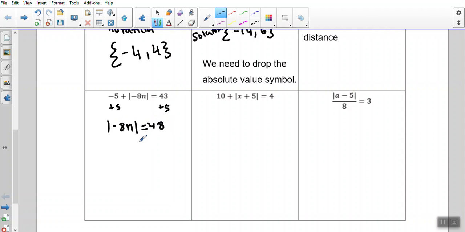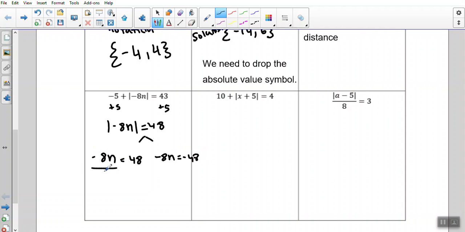And then from this point on, another thing, I didn't drop the absolute value, right? I brought it down with the -8n because the only way I can drop the absolute value symbols is by doing the positive and the negative. So negative 8n equals, let me write that better. Negative 8n equals 48, and then negative 8n equals negative 48.